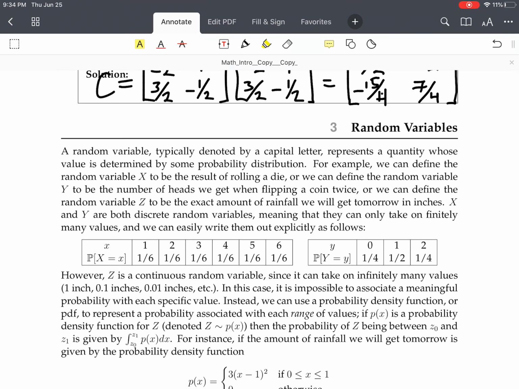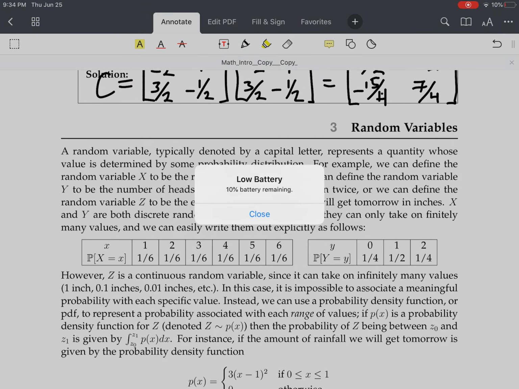So it's 1/4 for 0 because it would have to be tails, which is 1 half, times tails, which is another half. And similar for 2 because it would be heads times heads, so 1 half times 1 half, or 1/4. And then for 1, it could be tails, heads, or heads, tails. So that's why it's 1 half, that has double the probability. So these are both examples of discrete random variables, random variables that can only take a set number of values. In x it's 6, in y it's 3. So it's very easy for us to write out the probability like we did here.